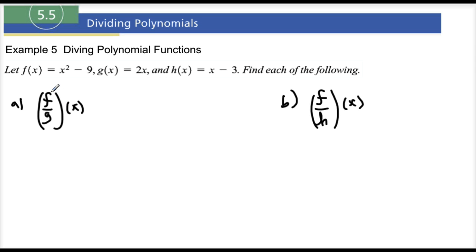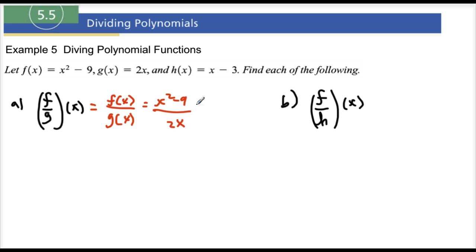So I have the function f over g of x. Basically that's the exact same thing as saying f of x all over g of x. This is just a simpler way of writing that. So my f of x is x squared minus 9, and my g of x is 2x. Now is there any way to simplify x squared minus 9 all over 2x?